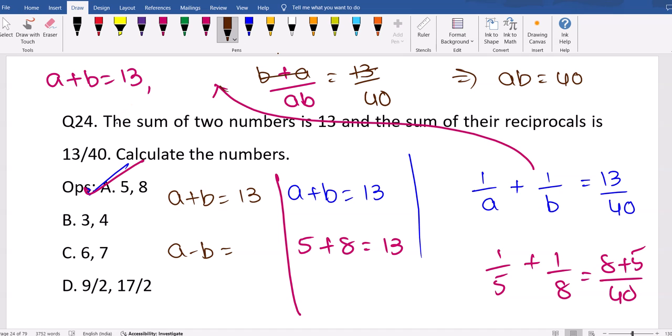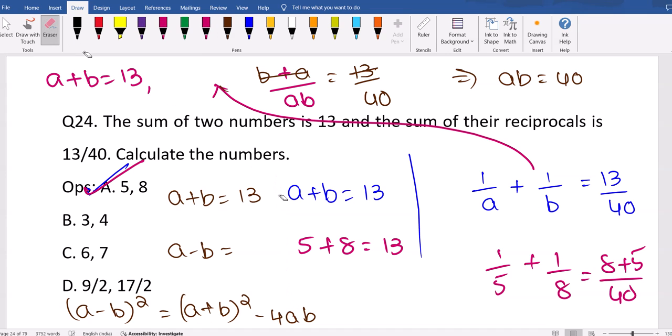A minus B whole square. How to get A minus B whole square, sir? See, A minus B whole square is nothing but A plus B whole square minus 4AB. So A plus B whole square is 169. This is 4 times 40, which is 160. The difference will be 9. So A minus B is 3.